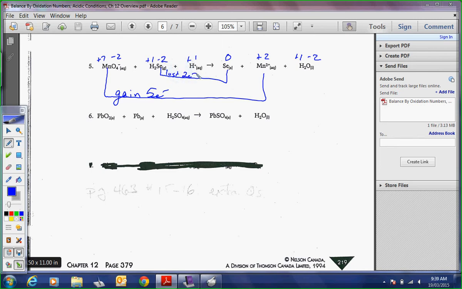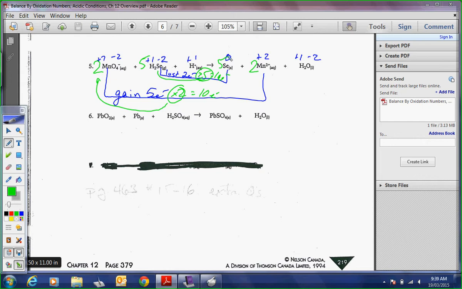Everybody there? So, any subscripts to worry about? Nope. And so now I need to balance them out by multiplying this by 2 to get 10 electrons gained, multiply this by 5 to get 10 electrons gained, and I bring the timesing up the bridge. So 2 MNs, 2 MNs, 5 SEs, 5 SEs. This is in acidic conditions.